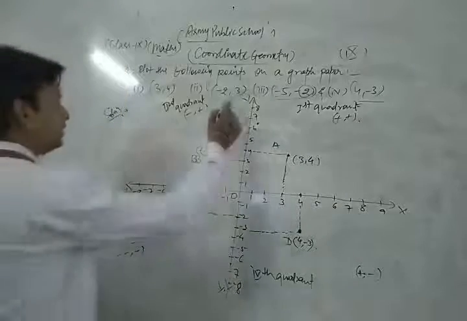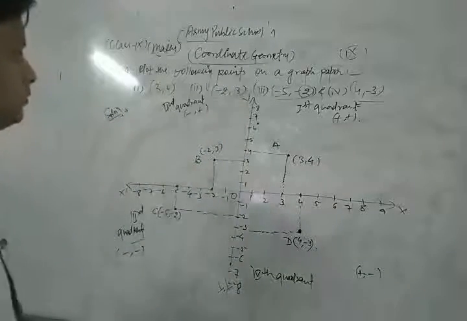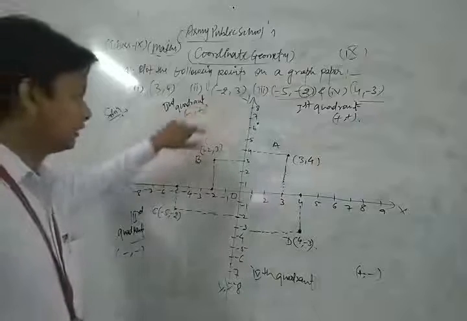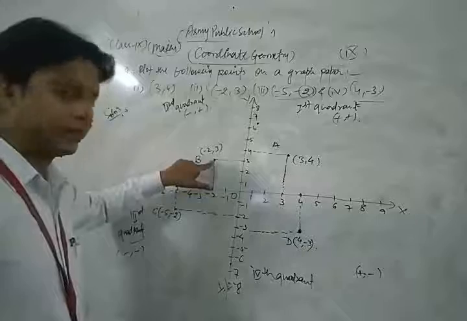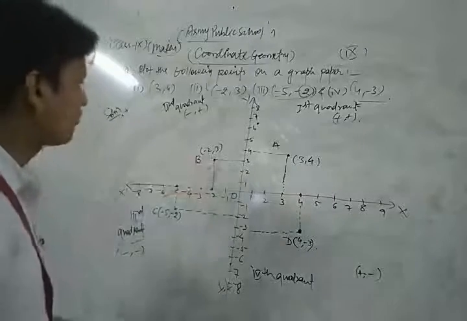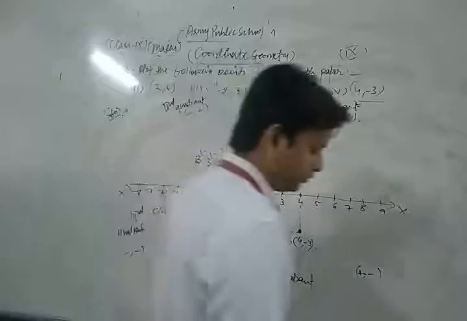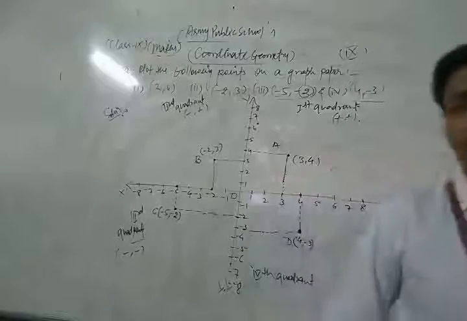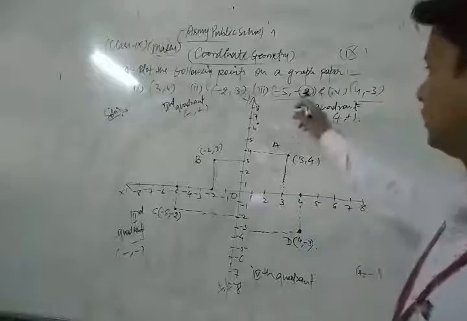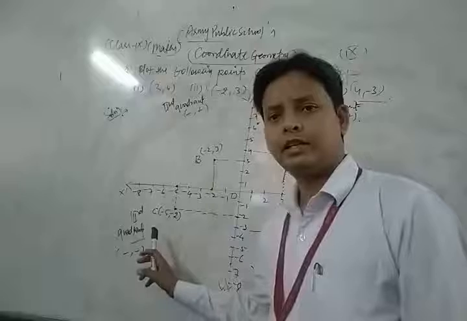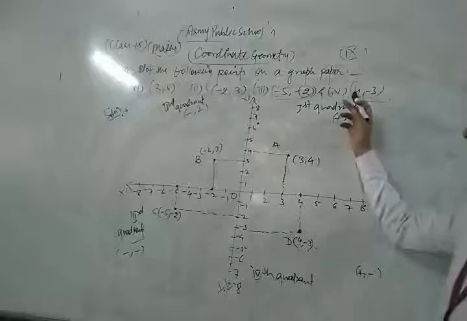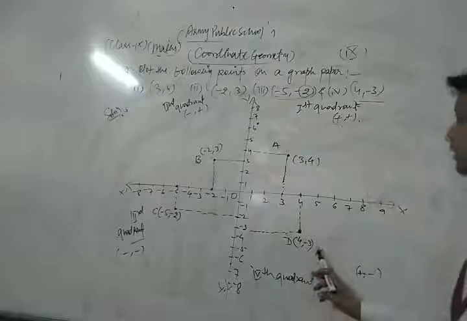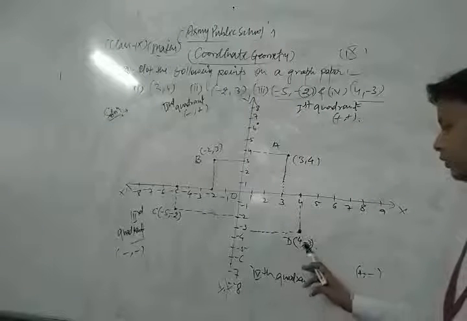Similarly, the second one we have is (-2, 3): the abscissa is negative and the ordinate is positive, in the second quadrant. So here minus 2, plus 3 at that place, we locate that point. Now the third one is (-5, -2). Both the abscissa and ordinate are negative, so it lies in the third quadrant. And the last one, the abscissa is positive and the ordinate is negative, the fourth quadrant, (4, -3).